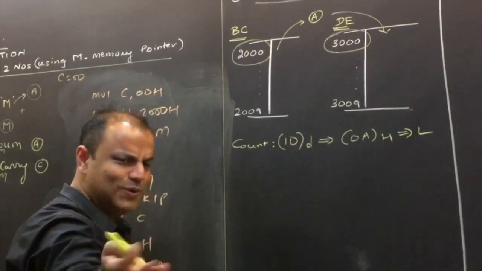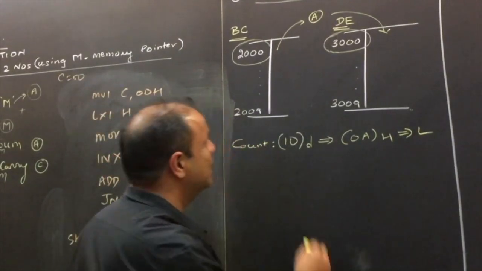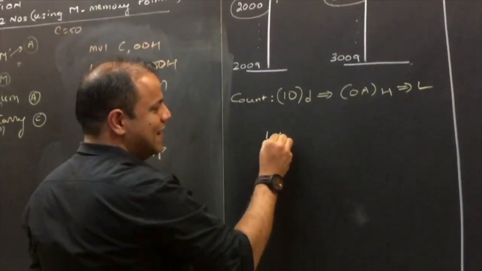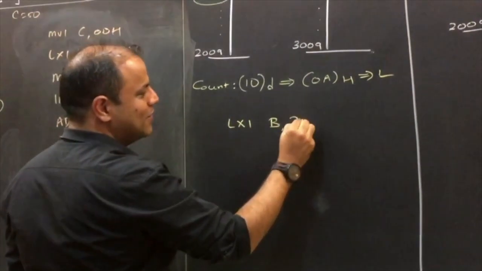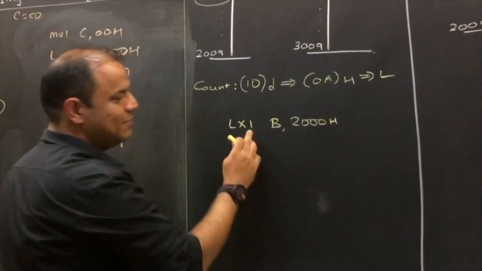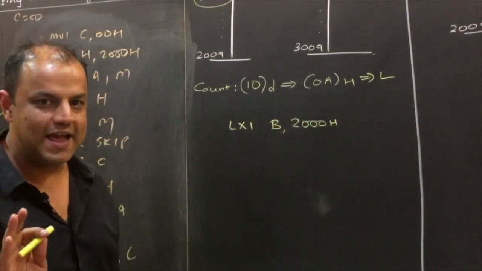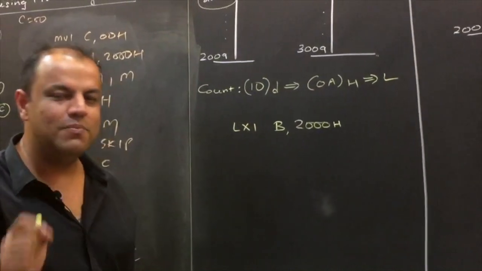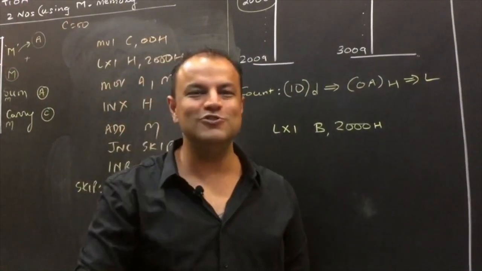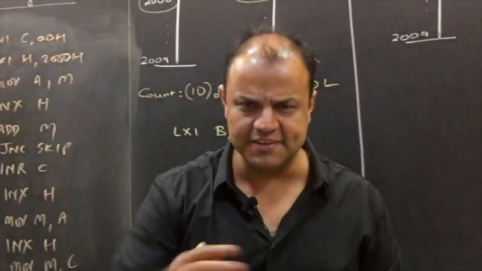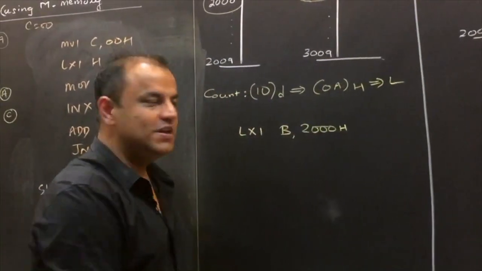Come on, let's do it. It's very simple. Come on. Initialize BC pair. LXI B, 2000. So what happens? BC pair becomes 2000. I have initialized BC pair with the number 2000. For BC pair, 2000 is the data. I will use it as an address at a later point. But first I need to initialize BC pair.